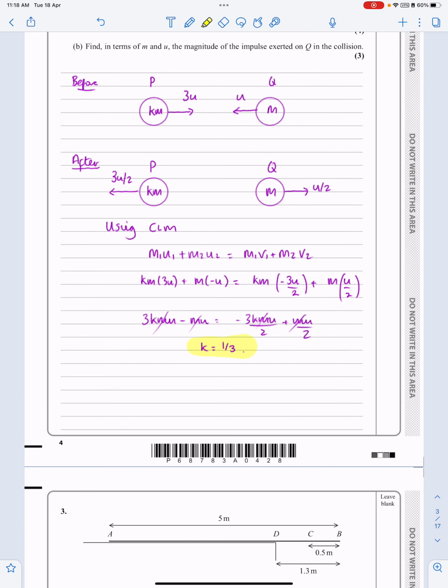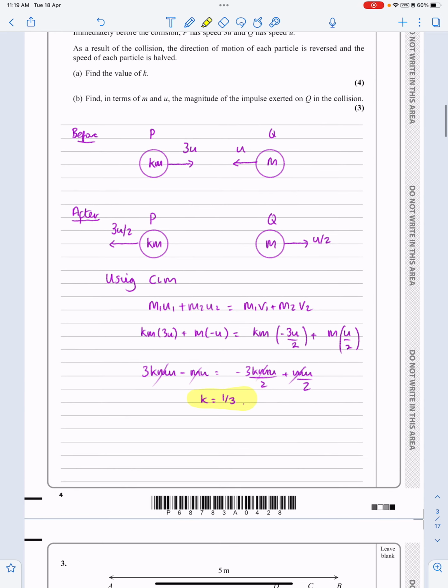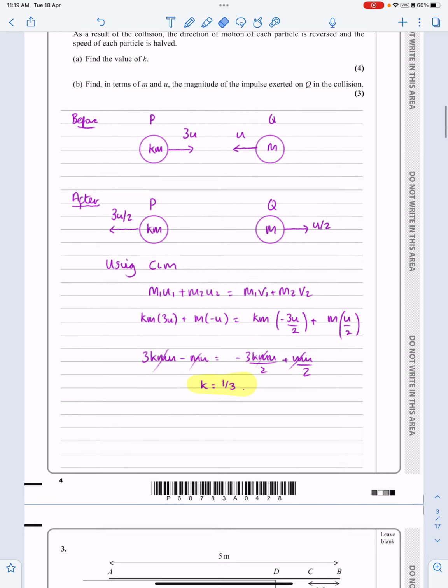And then the second bit says, find in terms of M and U the magnitude of the impulse exerted on Q in the collision. So when I'm doing an impulse question, I can either think about taking that situation for the Km mass, or I can take that situation for the M mass. It doesn't matter which one you do, because the impulse is the same either way. And if I get minus 3MU over 2 rather than 3MU over 2, it's asking me for the magnitude of the impulse.